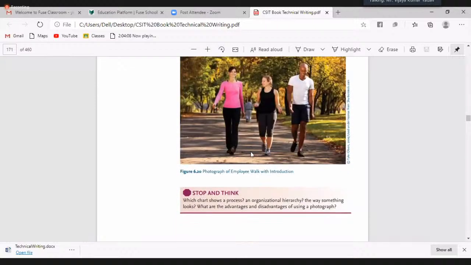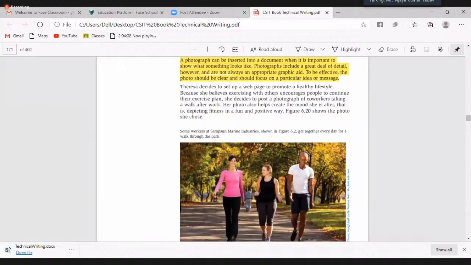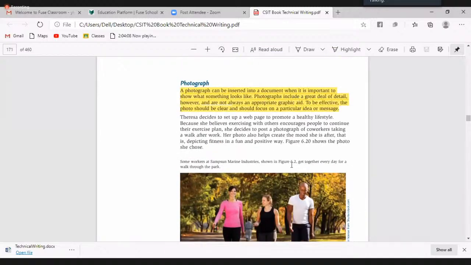Then you have photographs. See, this is the photograph. Sometimes we also use photographs in order to convey information to the audience in a technical document. A photograph can be inserted into a document when it is important to show what something looks like. If we want to show what something looks like, then we can take help of a photograph.